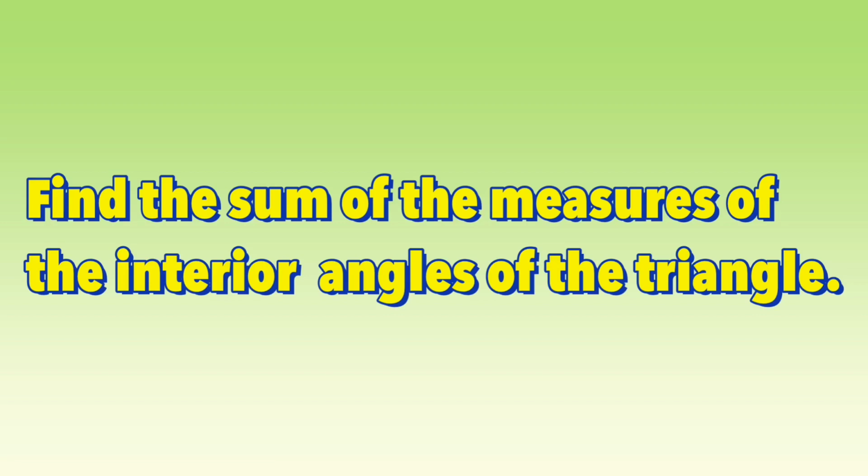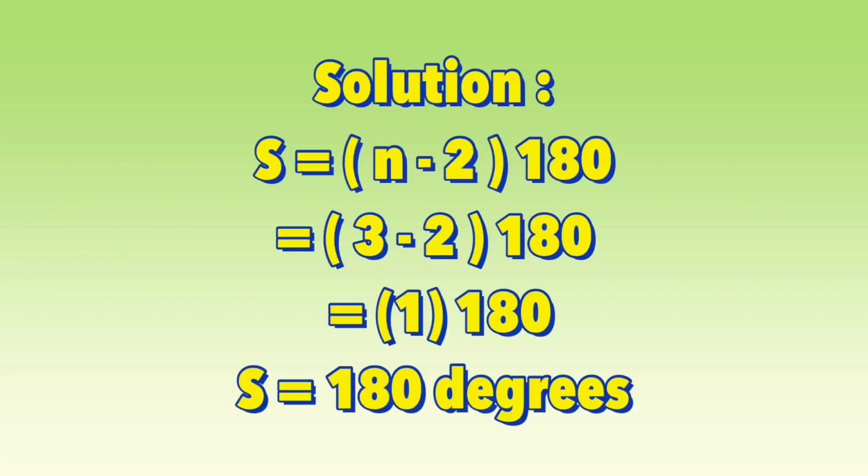So remember, a triangle is a polygon with 3 sides. Our formula to use is sum equals n minus 2 times 180. Since the triangle has 3 sides, we substitute 3 for n, so it becomes 3 minus 2 times 180. 3 minus 2 equals 1, times 180. So the sum of the interior angles of a triangle is 180 degrees.